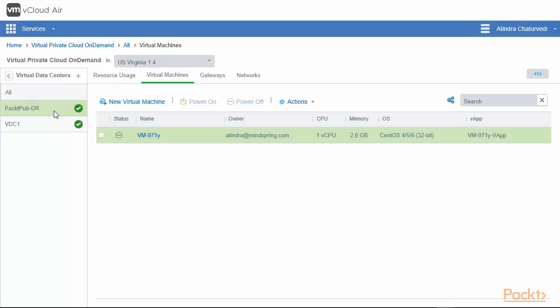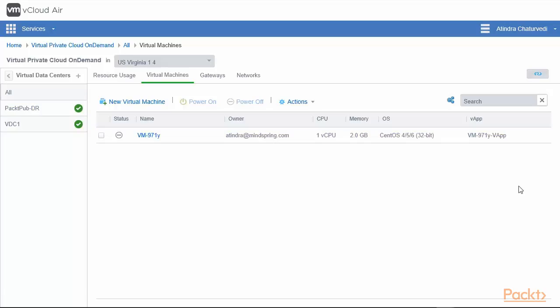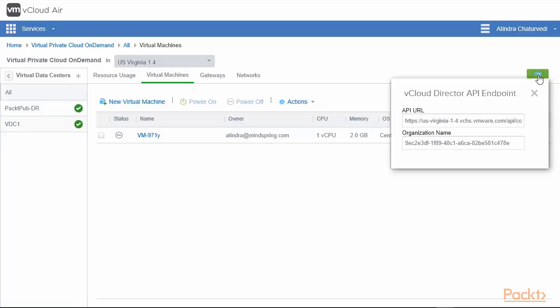So I created a pub disaster recovery site for replication. However, because I don't have the subscription for disaster recovery, it's not going to work exactly like it would. But what's important to show here is, by clicking on this, you will be looking at the API endpoints for vCloud Director, and more importantly, an organization name. When you subscribe to a disaster recovery account, you will be given an endpoint or a URL by VMware to connect to for disaster recovery. You will also be given an organization name to connect to for disaster recovery.